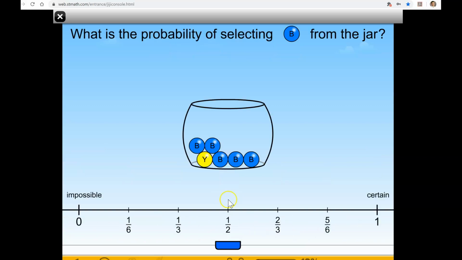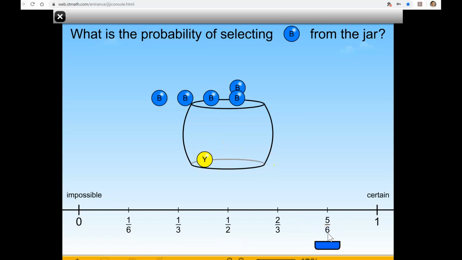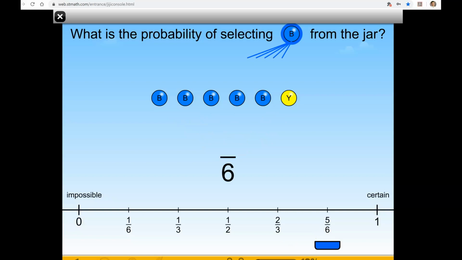So what's the probability of selecting B here? You'll notice again 1, 2, 3, 4, 5, 6. There's 6 total, so that's my denominator. 1, 2, 3, 4, 5 blues, so 5 over 6. So those are what you're trying to do in that last bubble.